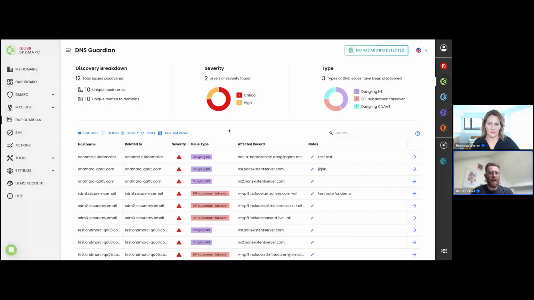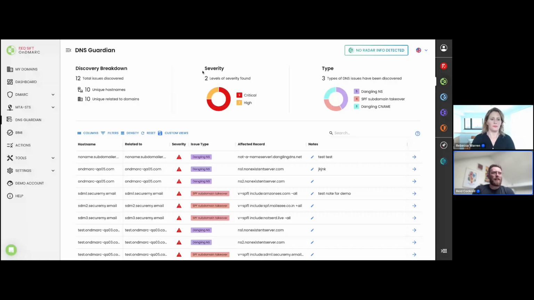And how the feature looks here is as follows. So there's this header overview section at the top. You can see what we've called a discovery breakdown. So this will show you the total amount of issues that have been discovered, and then across how many unique host names and unique related-to domains there are. So host names are obviously the host name in question that has been affected, and then related-to can either be the subdomain or the parent domain based on the infrastructure and setup.